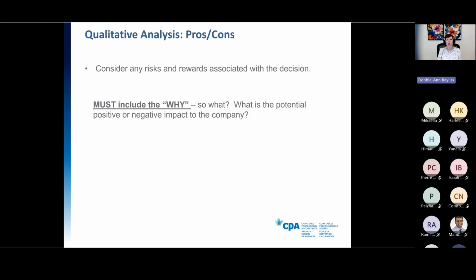When it comes to your qualitative analysis, you need to consider both the risks and rewards associated with that decision. You can either use the subtitles pros, cons, opportunities, risks, advantages, disadvantages, it doesn't matter. One of the things that is really important that many candidates miss is that they simply restate the case fact that was given to you. You need to include the why. You need to answer that question, so what? What is the potential positive or negative impact to the company?